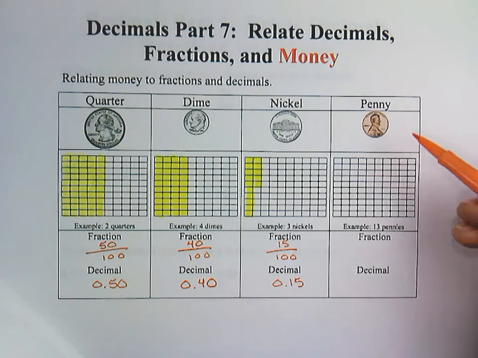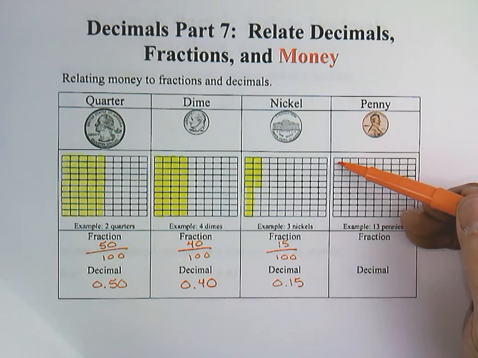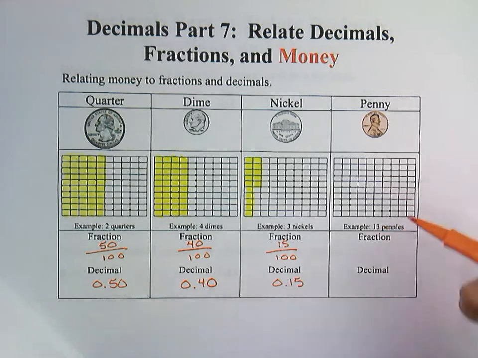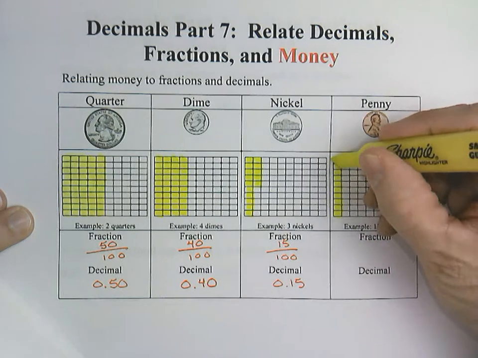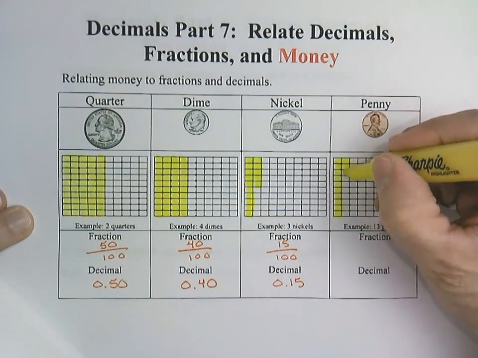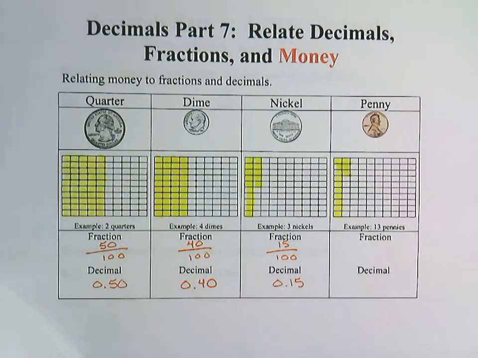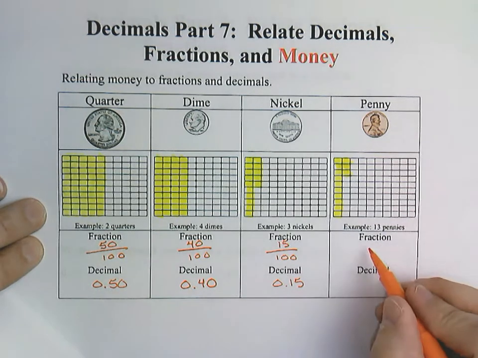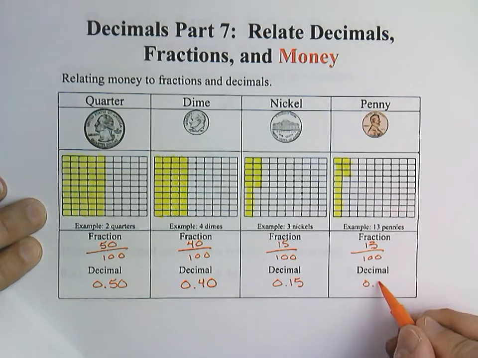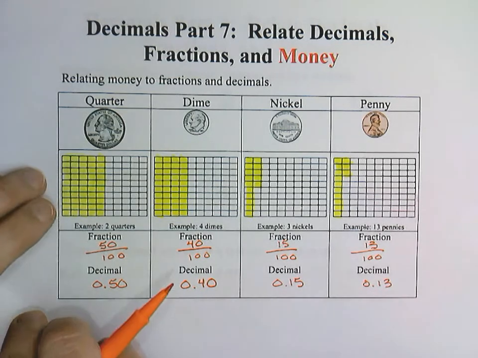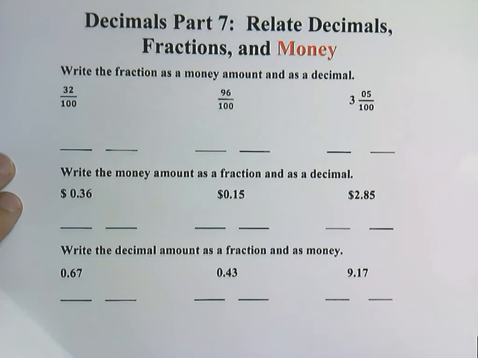Our penny is 1 cent, so 1 would just be one of these shaded. In this example, we would have 13 pennies. 10, 11, 12, 13. And if we had to represent that in fraction form, would be 13 hundredths. And in decimal form, 13 hundredths. We need to be able to make the connection between money and fractions and decimals.